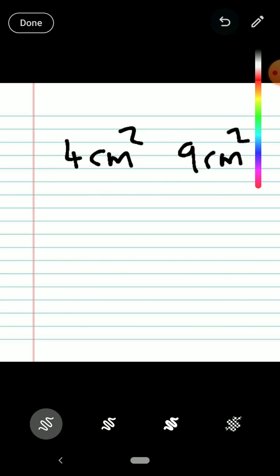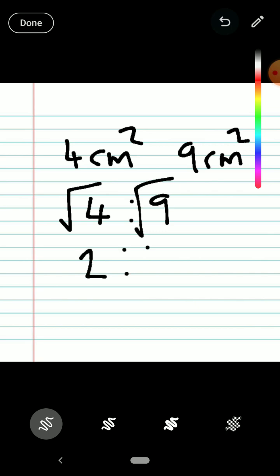Then the first question: find the ratio of the sides, or find the scale of the sides. It can be ratio of the sides or scale of the sides. So these are the areas, 4 and 9. They may be the scale of the areas when you compare them. Now, to get the scales or the ratio of the sides, you have to do the opposite: square root. It will give you 2 to 3.